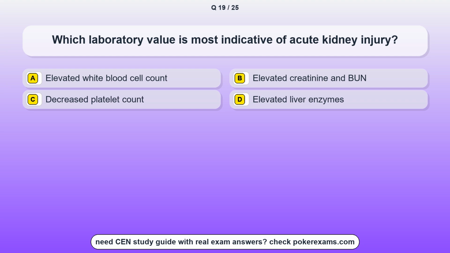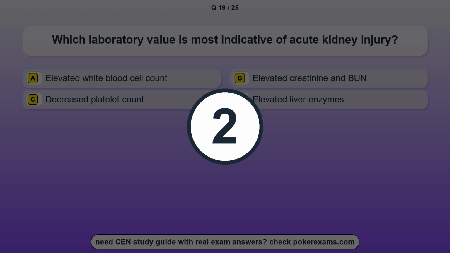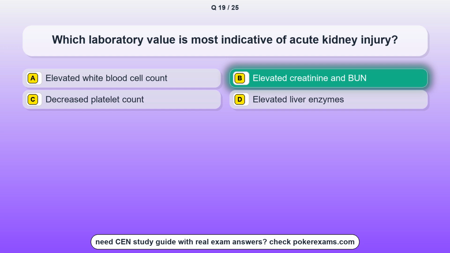Question 19. Which laboratory value is most indicative of acute kidney injury? Option A elevated white blood cell count, Option B elevated creatinine and BUN, Option C decreased platelet count, Option D elevated liver enzymes. The correct answer is Option B, elevated creatinine and BUN.